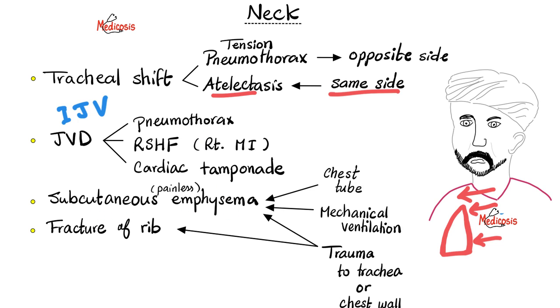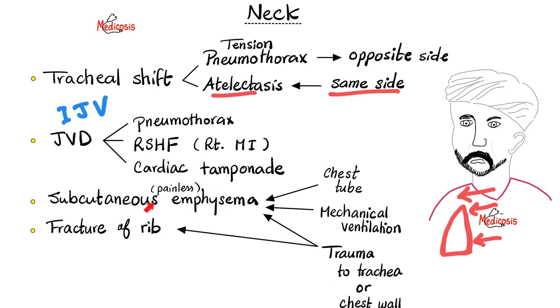Next, bubbles. When you put your fingers on the patient's skin and press, you'll feel air bubbles, and they are usually painless. What is this? This could be happening because of trauma to the trachea or trauma to the chest wall. Trauma to the trachea will lead to air escaping the airways and going to the subcutaneous tissue under the skin. And these are the air bubbles that you're feeling.